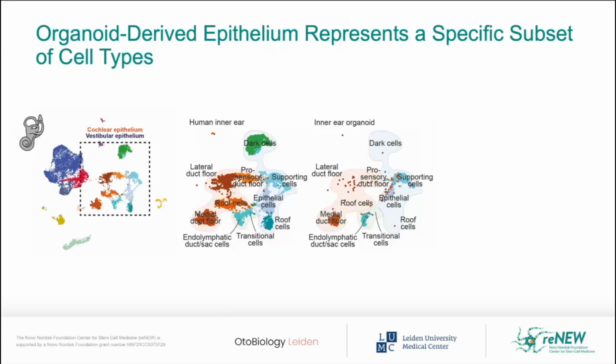We did the same approach also for the epithelium. So here you have separation for your vestibular epithelium and your cochlear epithelium. And if we project our organoid epithelium on there, it only overlaps with specific populations. So it's only a small representation of the human inner ear we actually have in there.